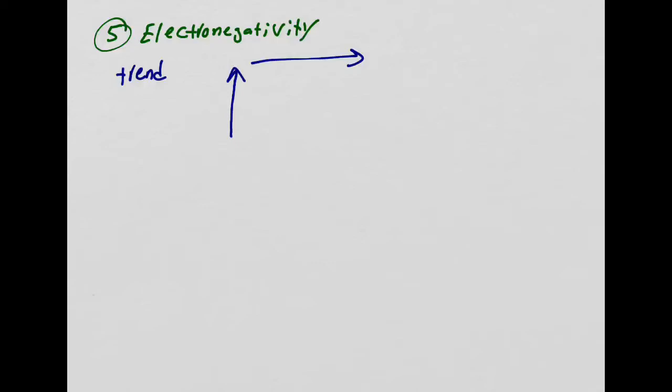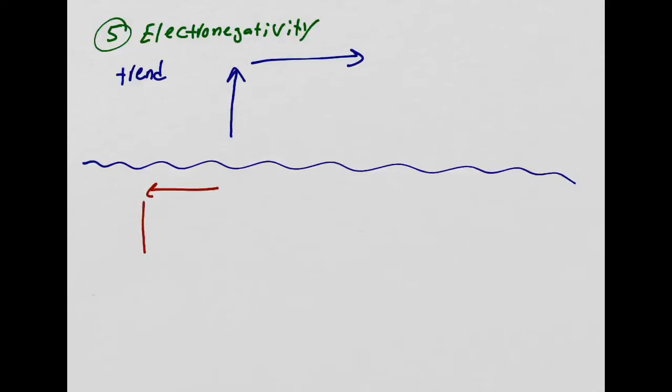Now, I want to summarize everything. The trend for size was this. And the trend for everything else was the opposite of that. For ionization energy, electronegativity, and electron affinity, it's the opposite trend, and we explained why that is. Okay, are you ready to do a practice problem? Let's do a practice problem to make sure you get this down.